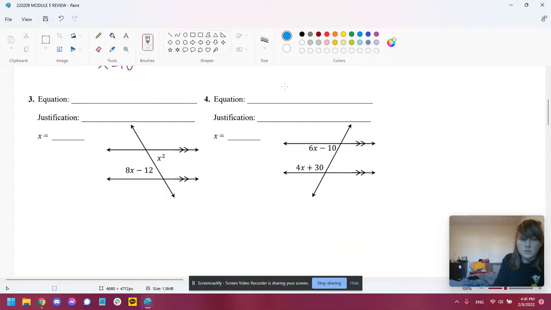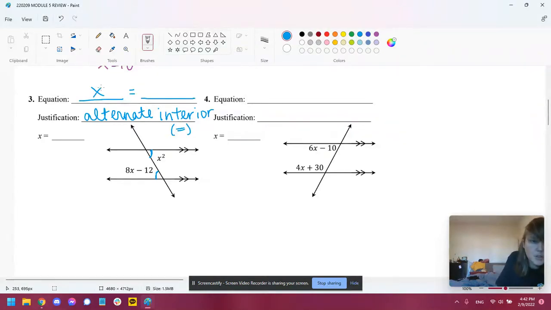Next one. I'm going to start with my justification. This angle and this angle are alternate interior angles, which means they're equal. So I'm going to set my two angles equal to each other. 8x minus 12. I am then going to solve that equation.